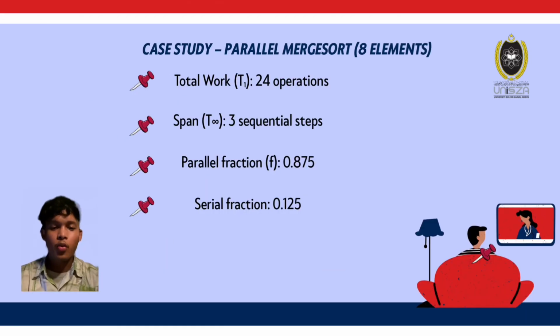In this case, we use a parallel merge sort algorithm with 8 elements. The total work is 24 operations and the span is 3 circular steps. From this, we calculated the parallel fraction as 0.875 and the serial fraction as 0.125. This tells us that 87.5% of the work can be done in parallel, while 12.5% must still be done sequentially.